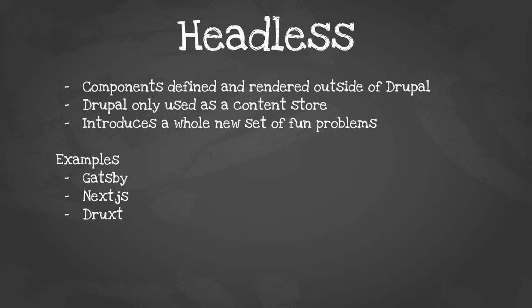Then we get into headless. Components are defined and rendered outside of Drupal. Drupal is really only used as a content store, and this introduces a whole new fun set of problems that I just don't have time to talk about right now. So we're going to move on. Some examples of this are going to be Gatsby, Next.js, or Druxt. Really, when you're going about this, your component system is kind of the last of your concerns. There are a lot of other problems to solve. They're certainly making strides, but it is a very complex approach.